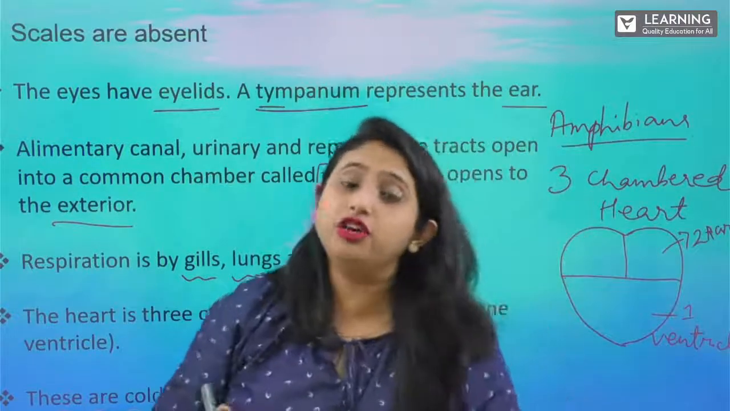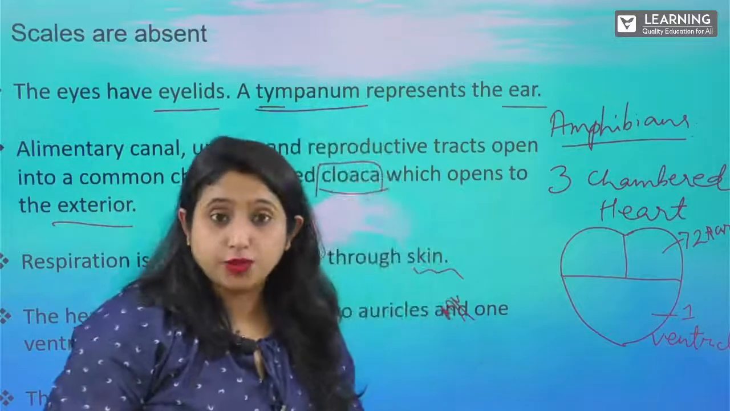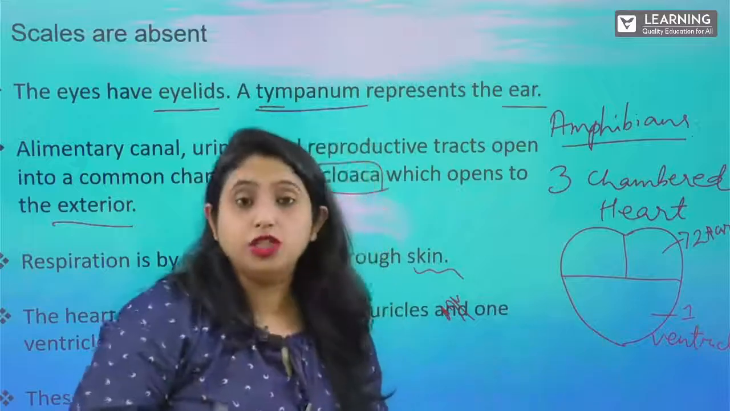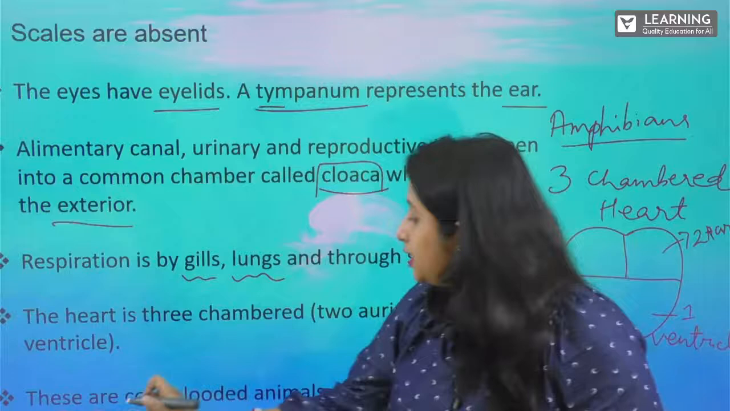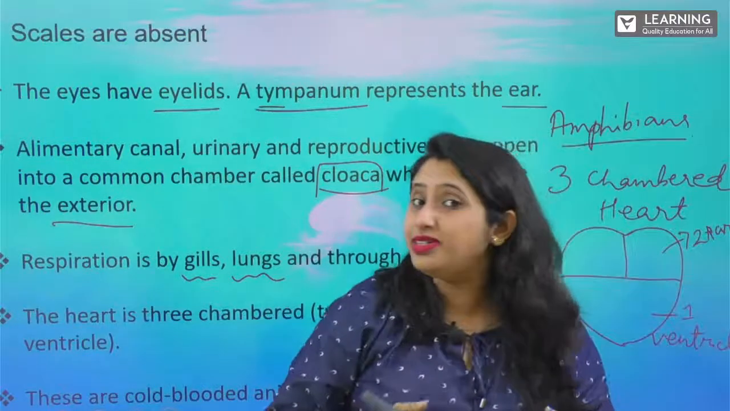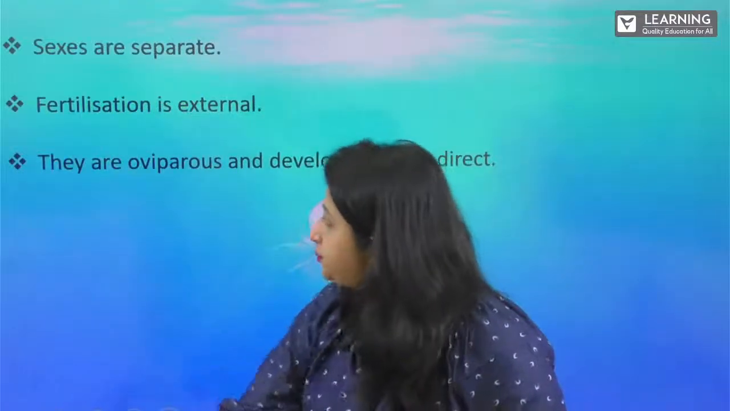Now, what is the function of the auricle? The auricle is responsible for receiving the blood, and the ventricle is responsible for pumping the blood. Is that clear? Yes. And these are cold-blooded animals. So they are cold-blooded animals and they cannot regulate their body temperature.